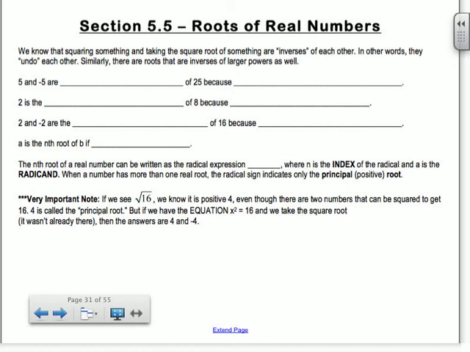Okay, so it says we know that squaring something and taking the square root of something are inverses of each other. In other words, they undo each other. Similarly, there are roots that are inverses of larger powers as well. So it starts out pretty easy. 5 and negative 5 are square roots of 25, because we know that 5 squared equals 25, and negative 5 in parentheses squared equals 25 as well.